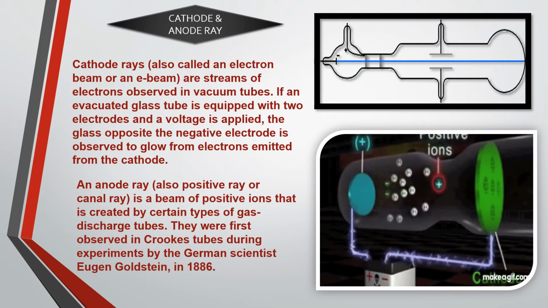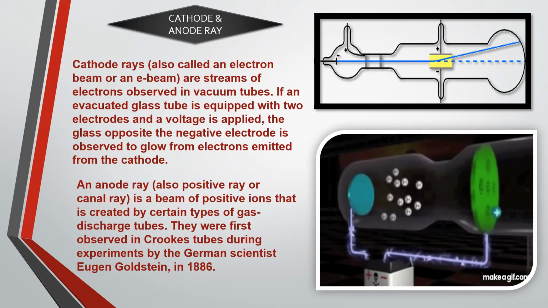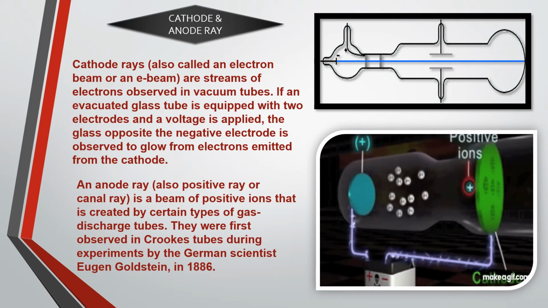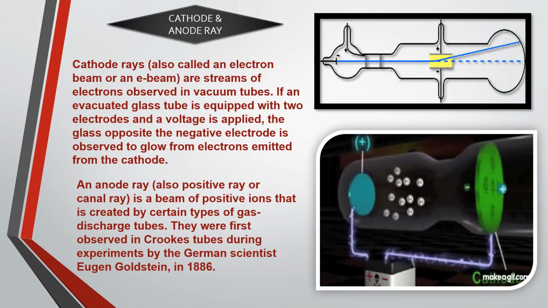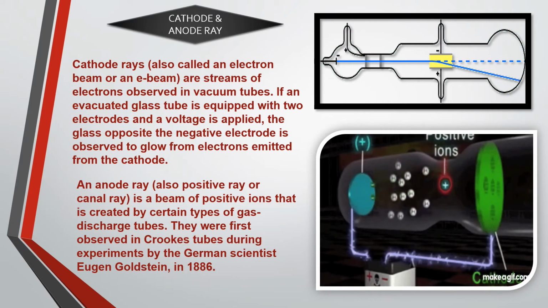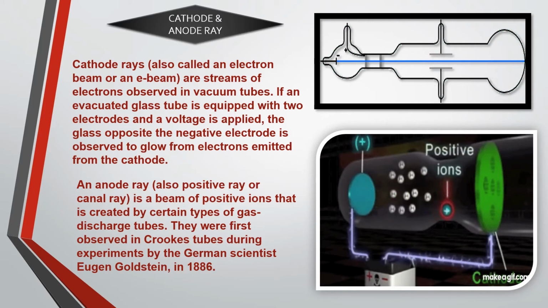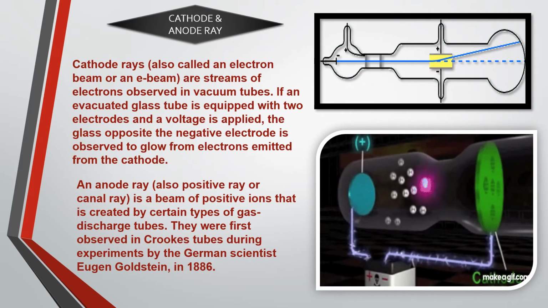These rays affect photographic plate. The rays cause fluorescence on the glass wall where they impinge or strike. That means the opposite side wall, the anode side wall, forms a fluorescent green color light. Fluorescent green. The rays travel rapidly in straight lines perpendicular to the cathode towards the anode. You can see this is just a straight line which is perpendicular to the cathode surface.